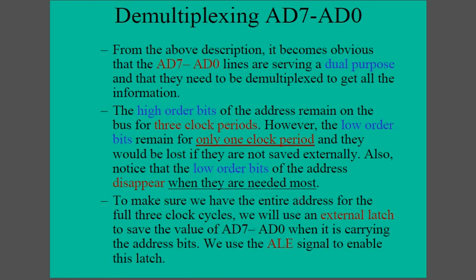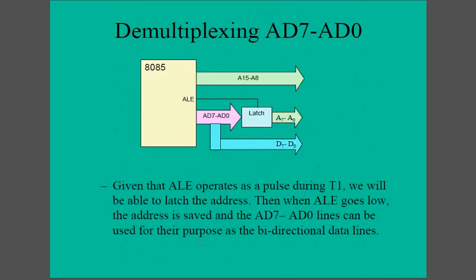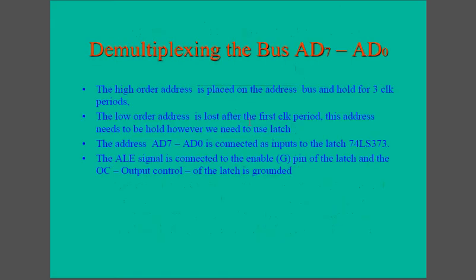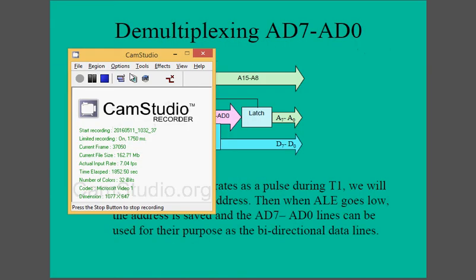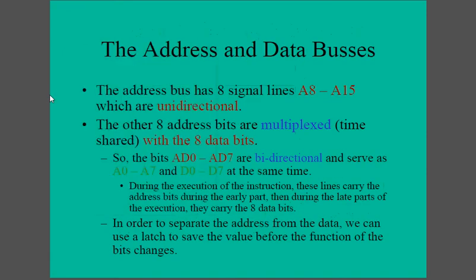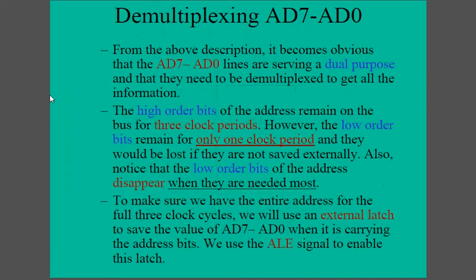To make sure we have the entire address for the full 3 clock cycles, we use an external latch to save the value of AD0 to AD7 when it is carrying the address bits. We use the ALE signal to enable this latch. Normally they put a latch here. Let me show you the example. Okay, class, back to the latch.